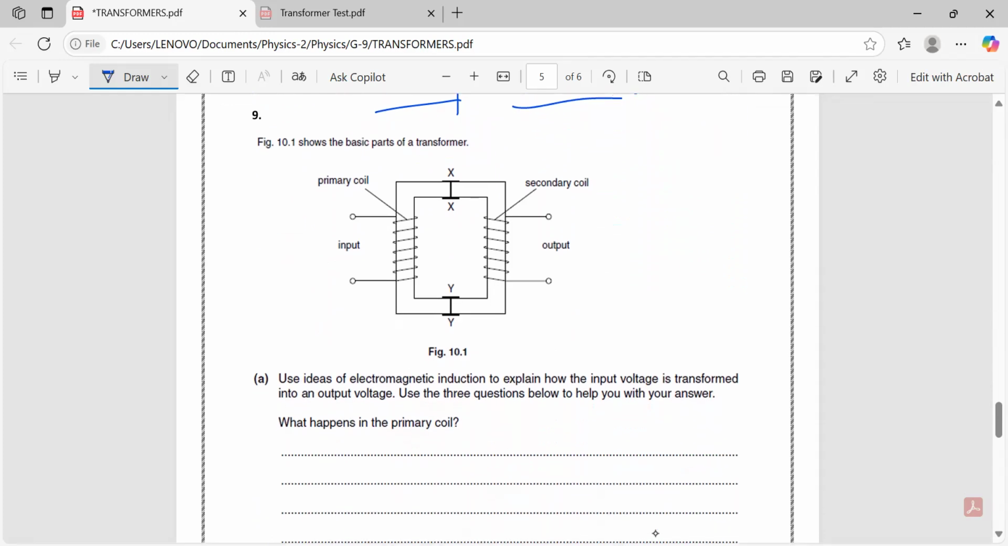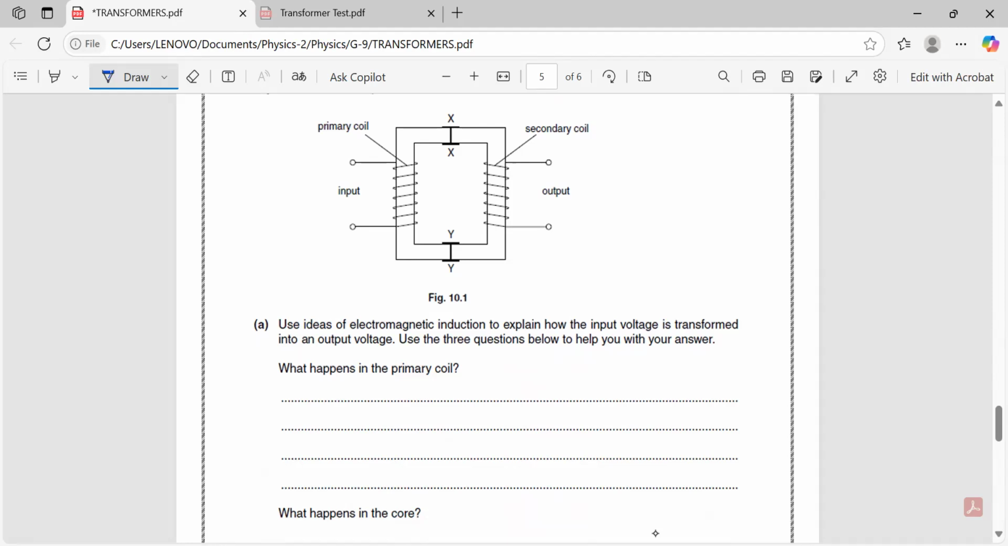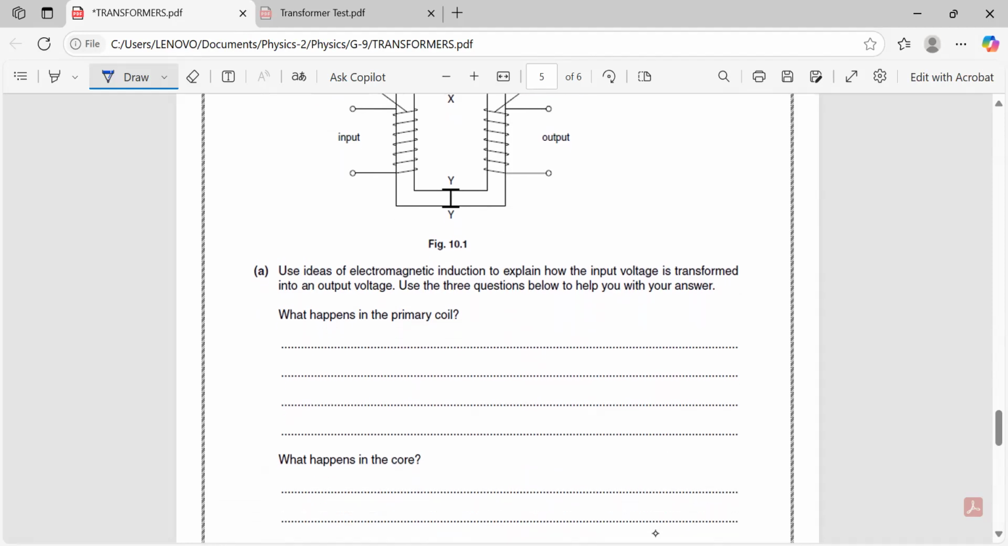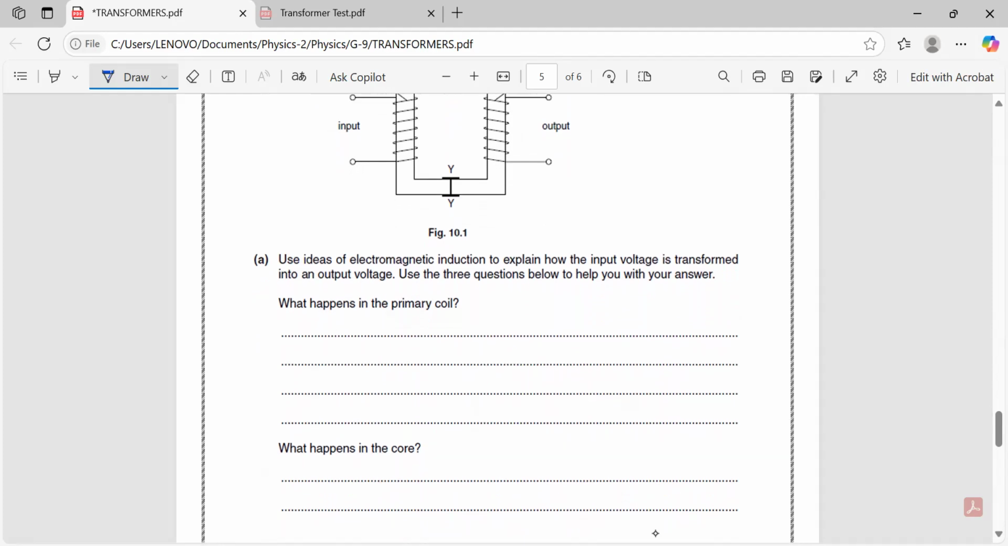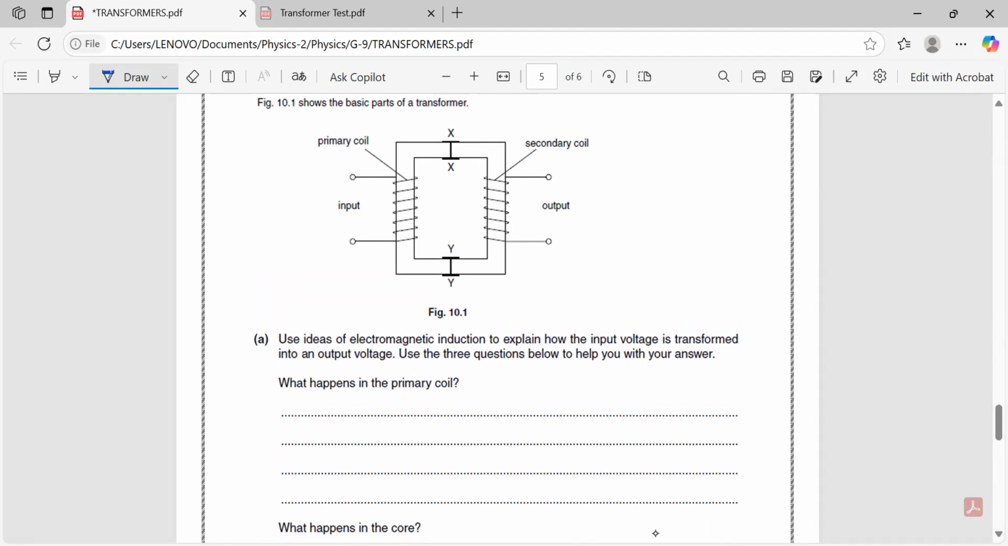This figure shows the basic parts of a transformer. Use ideas of electromagnetic induction to explain how the input voltage is transformed into an output voltage. Use the 3 questions below to help you with your answer. What happens in the primary coil? Very easy. In the primary coil, you are providing the input source. The current will start flowing through it, right?